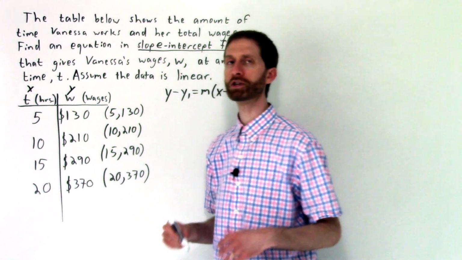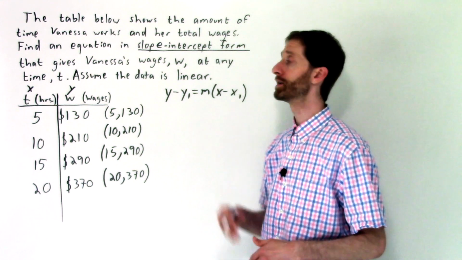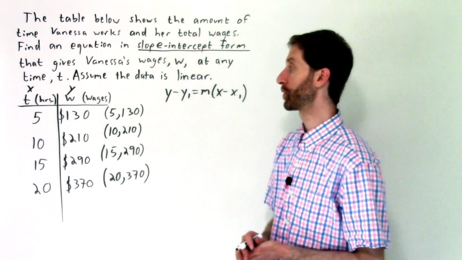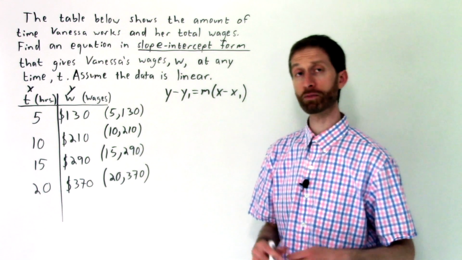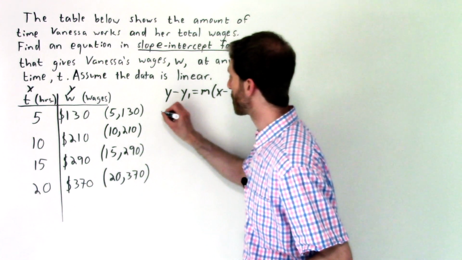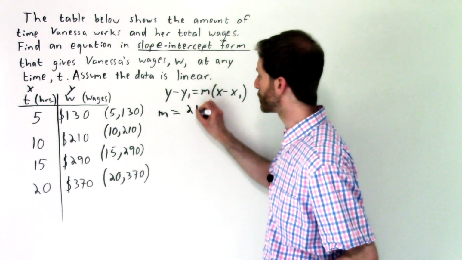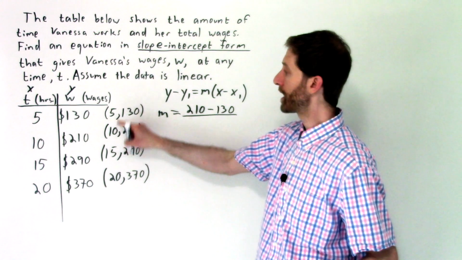So I'm going to solve everything in terms of x and y like normal, and then at the very end I'll substitute in t for x and w for y, just to make it consistent with what the word problem is telling us to do. I'm going to use the first 2 points because the numbers are the smallest there. So the slope is what I need. m is equal to y2 minus y1, that's 210 minus 130, all over 10 minus 5.